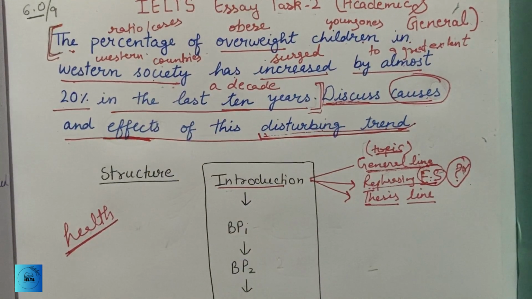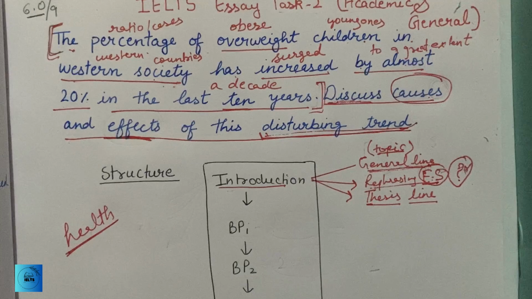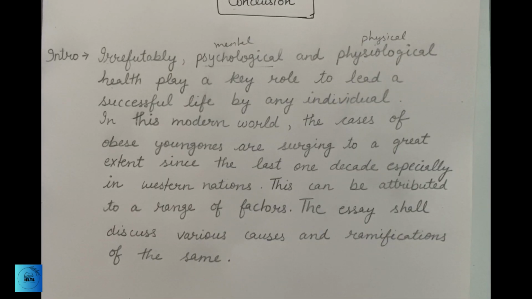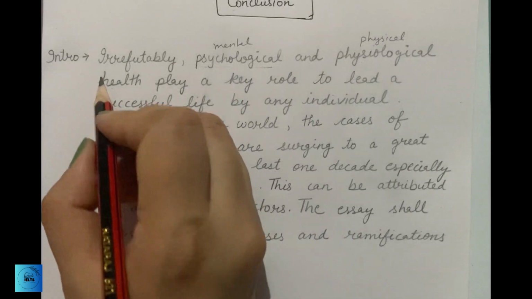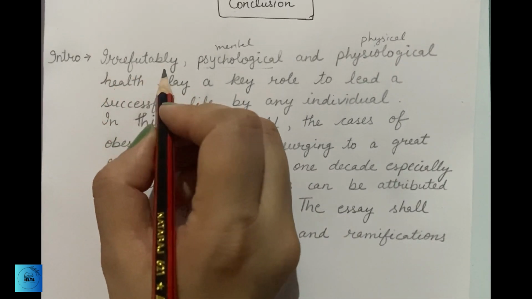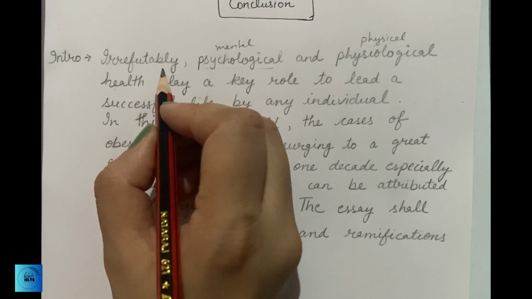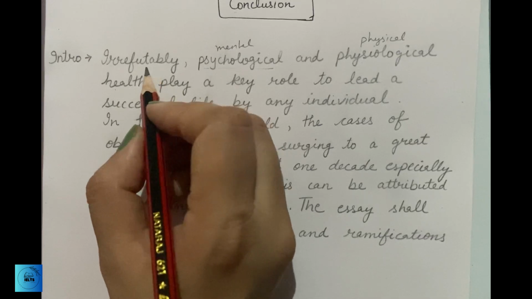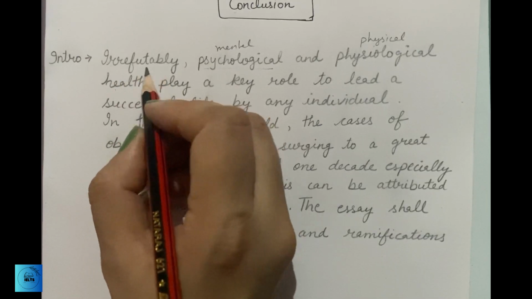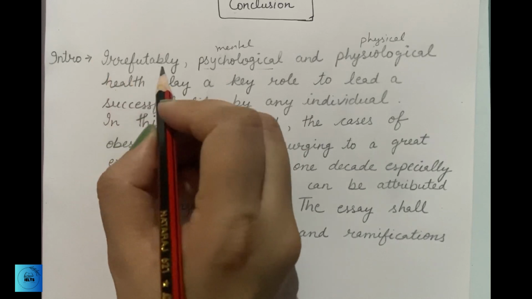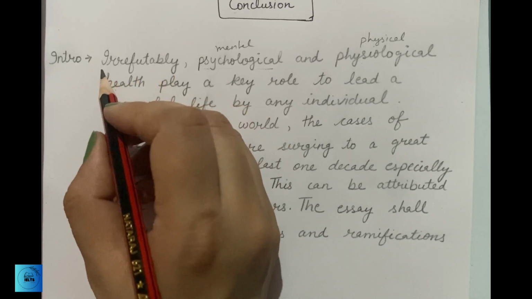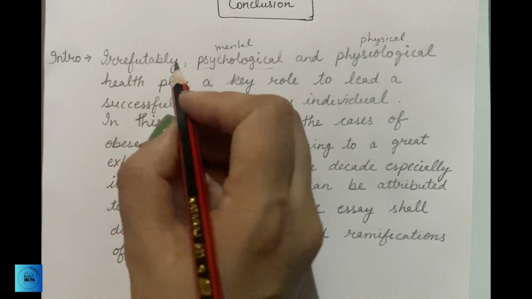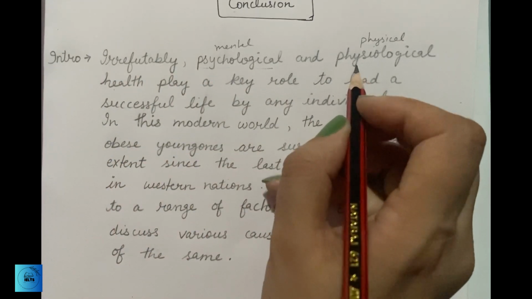So let's discuss two different types of introductions. This is one example of an introduction in which I have started with the word irrefutably. The meaning of this word is something which cannot be refused. We can also start our answer with indeed, without any doubt, or without any calumnies, or we can say undeniably, which means something which cannot be denied. So we can also use it as it is.